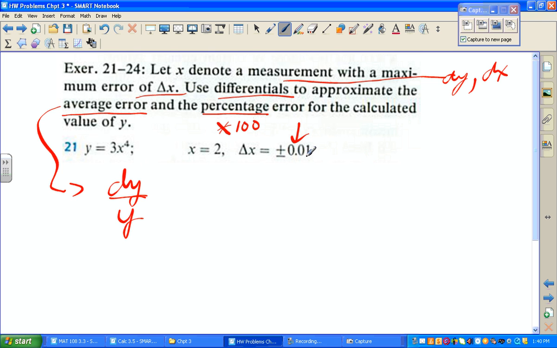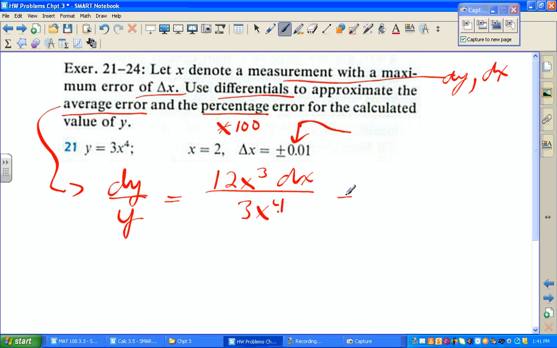Sounds great. What is dy? 12x to the third times dx all over y, which is 3x to the fourth. I didn't put any numbers in there yet, but I'm going to. Now, you guys have heard of this term, plus or minus 0.01, but you haven't worked with it in that light before. It's like give or take, or close to, or approximately equal to.